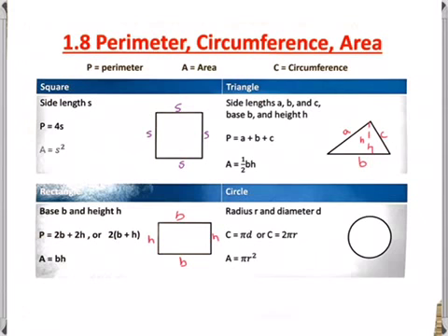And then to find the circumference of a circle, which is the distance around the outside of it, you're going to take pi times diameter, or you take 2 pi times the radius. And remember, the radius is half the diameter. And then to find the area of a circle, it's just pi r squared, or pi times the radius squared.